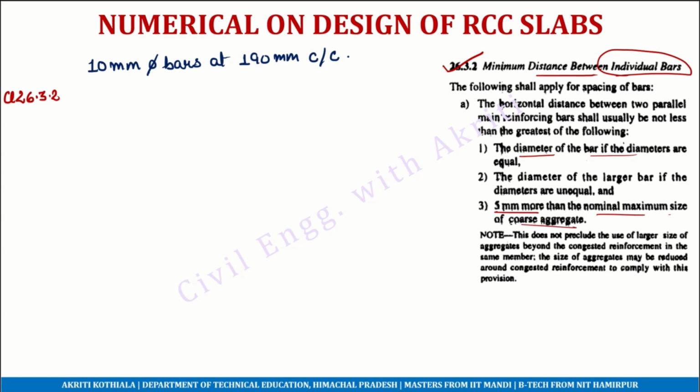So I can simply write, the spacing between our bars should be greater than 10 mm or 25 mm if we are assuming a coarse aggregate of 25 mm diameter. In our case, the spacing which we have provided is 190 mm.